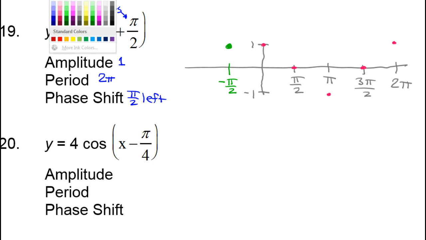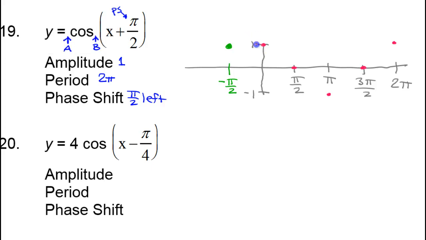So I hope you understand that what I'm doing is I'm taking this point and I'm moving it to the left by pi over 2. Now if I move each of these that same amount, this first one landed here, this one is going to land here, this one is going to land here, this one is going to land here, and this one is going to land here. So this is what my cosine function is going to look like now.